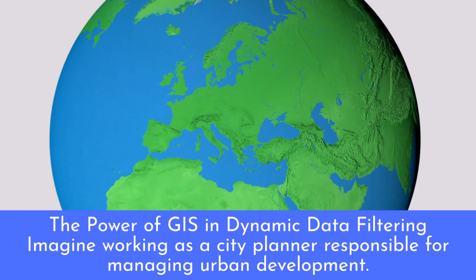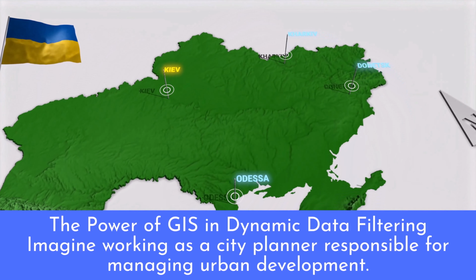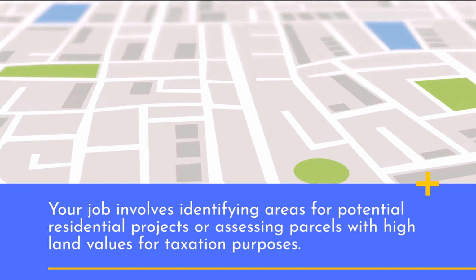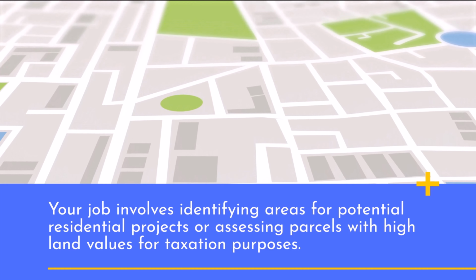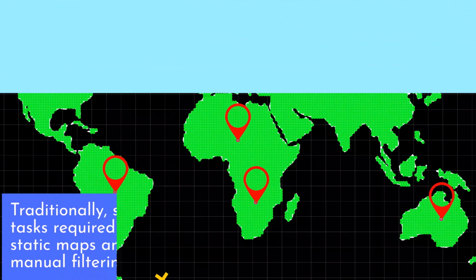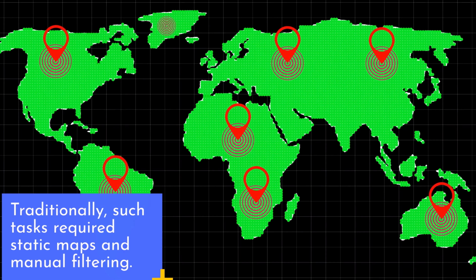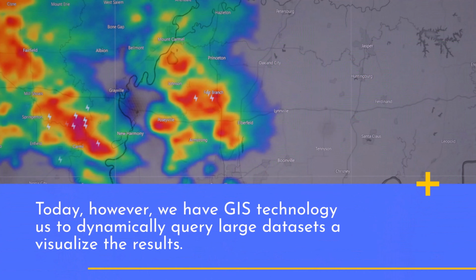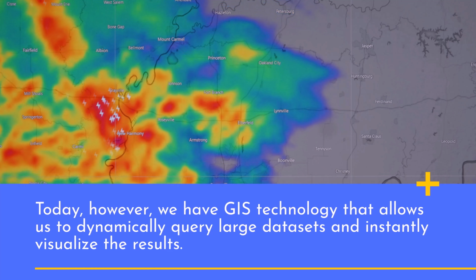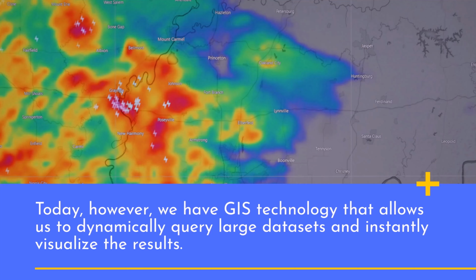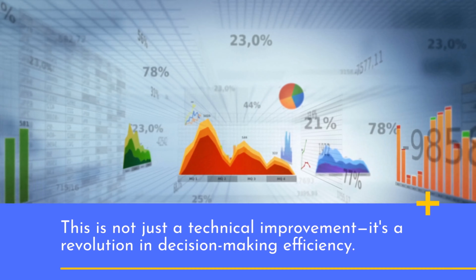Imagine working as a city planner responsible for managing urban development. Your job involves identifying areas for potential residential projects or assessing parcels with high land values for taxation purposes. Traditionally, such tasks required static maps and manual filtering. Today, however, we have GIS technology that allows us to dynamically query large data sets and instantly visualize the results. This is not just a technical improvement, it's a revolution in decision-making efficiency.